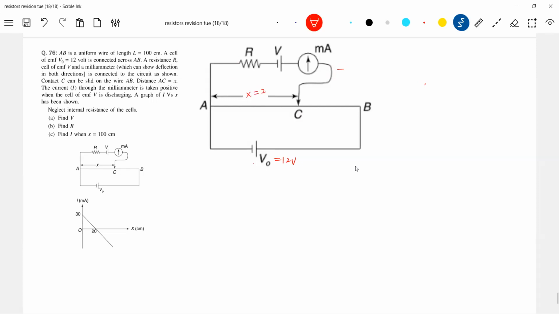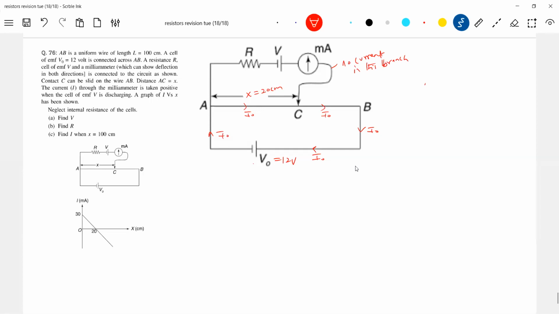Let's write like this. X equal to 20 centimeter. Current through galvanometer will be zero. Then VAC should be equal to V, and there'll be a flow of current I naught. No current flows in this branch. Because of that, what should be VAC? VAC should be equal to V. Oh, sorry, VCA should be equal to V.